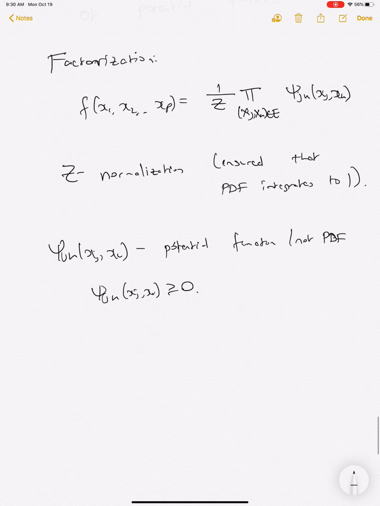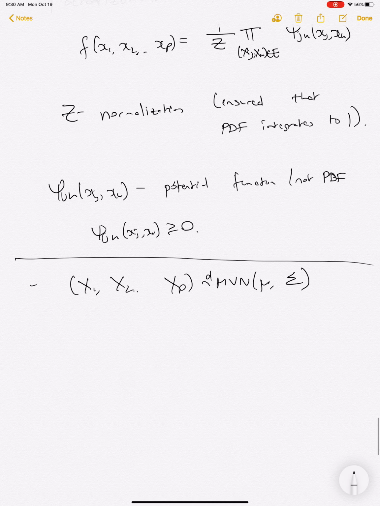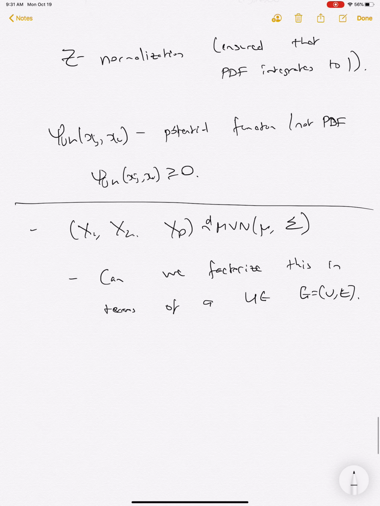Okay, and so this is potentially a very weird and maybe a little bit obscure definition. So I'm just going to give you a concrete example to begin with. So we're going to go back to a very nice example that we've seen before, which is just that x1, x2 up to xp is multivariate normal with mean mu and covariance sigma. Okay, and so, can we factorize this in terms of an undirected graph, G equals (V, E)? So it turns out that we can, and so let's see how we do that.